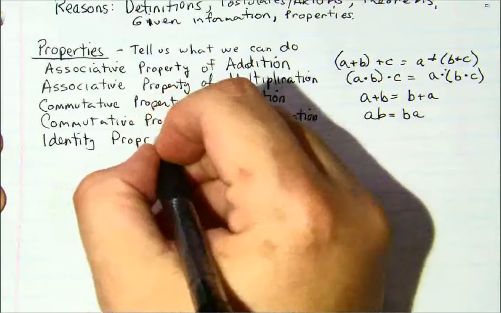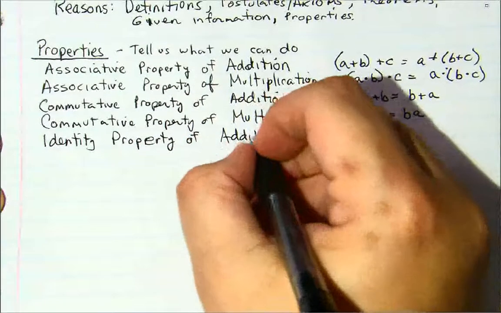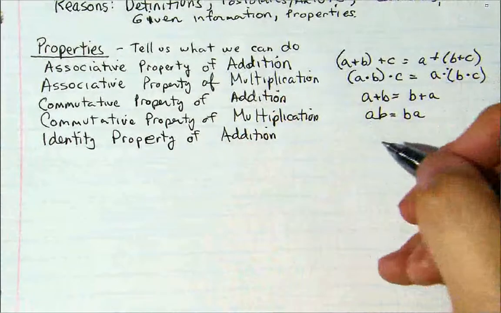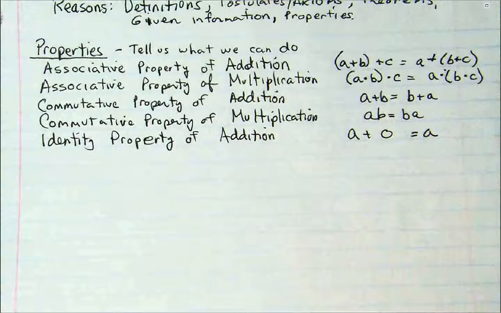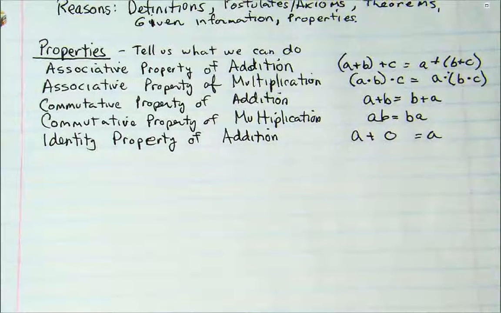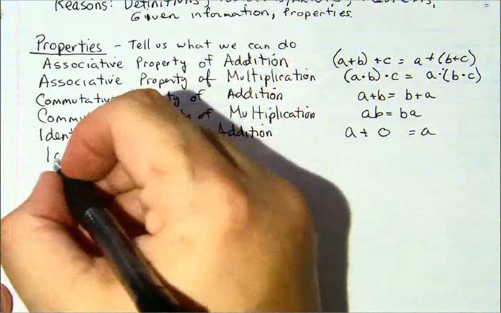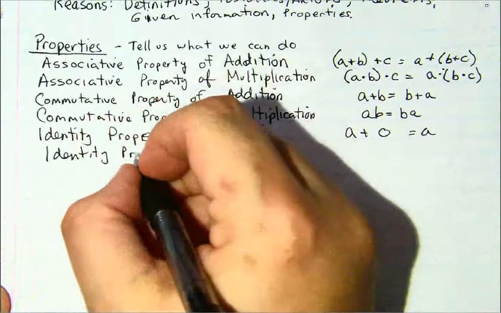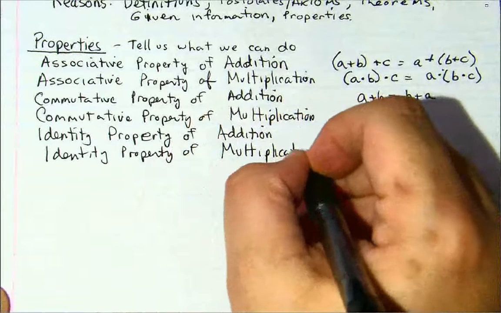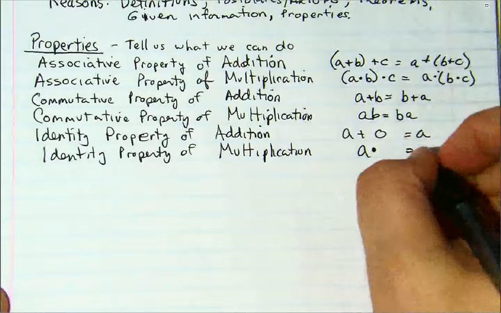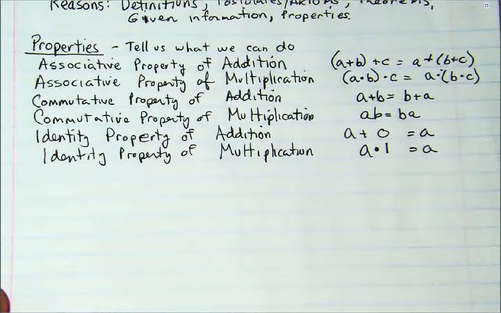Identity properties. Identity property of addition. What can I add to a number that I get the number right back? 0. 2 plus 0 gets me to 2. The identity property of multiplication. A times what, what am I going to multiply by? Yep. You multiply by 1.